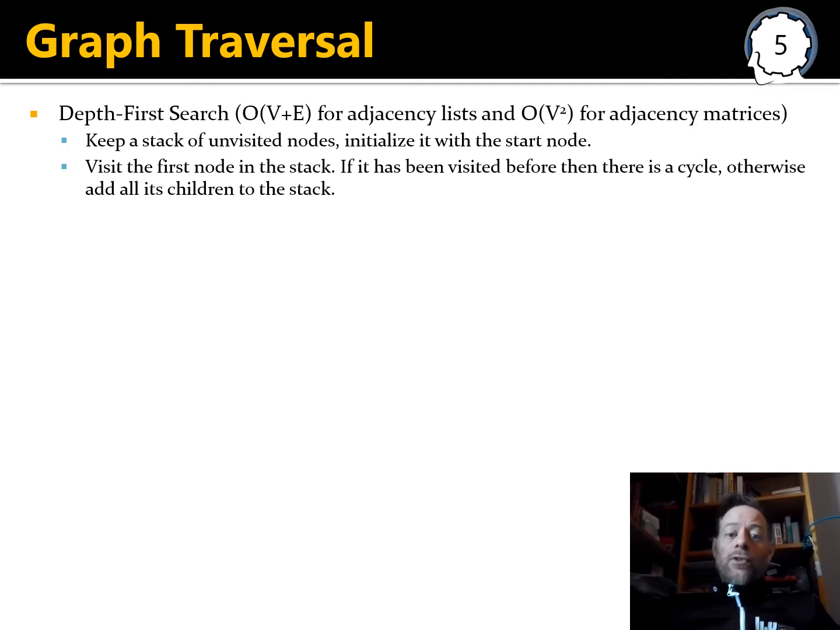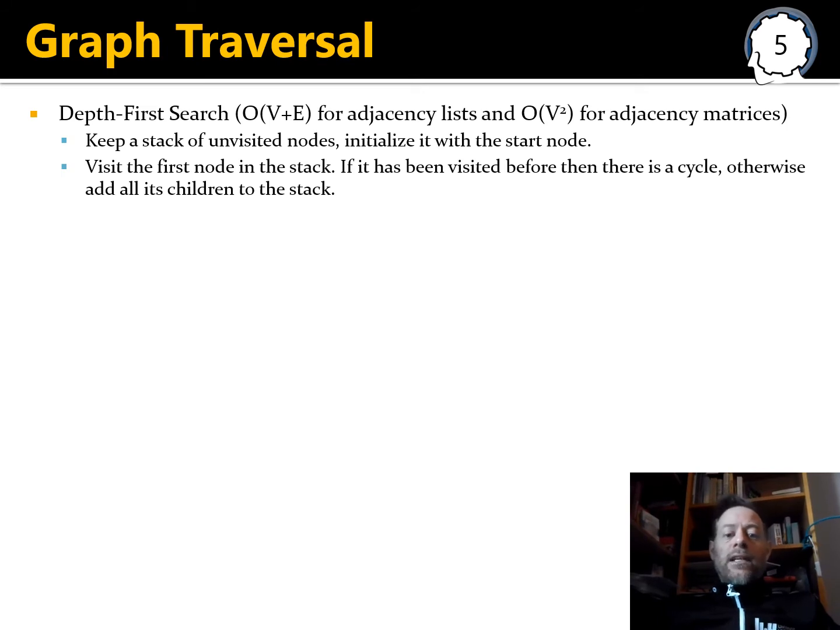The way we do this is that we keep a stack of unvisited nodes, and we initialize this stack to the start node. Then we just pop the first element on the stack. If we haven't visited it, then we visit it, and then we add all the children of this node to the stack. So it means that now we will visit the children before we visit the next node on the stack. So this will then perform what we call a depth first traversal.